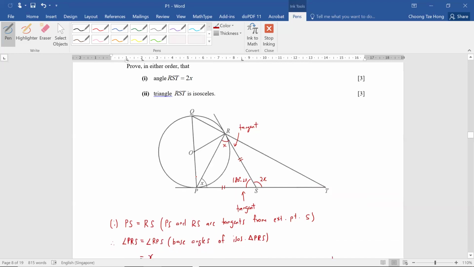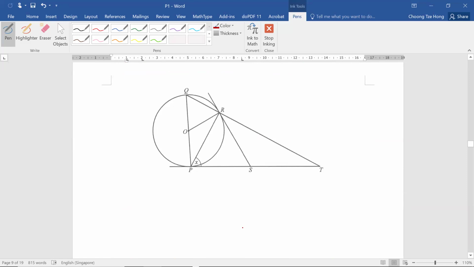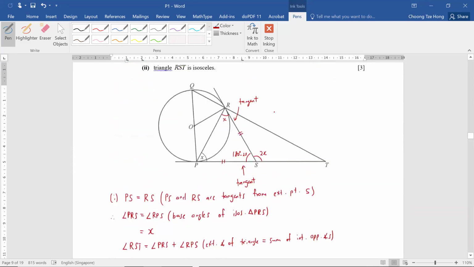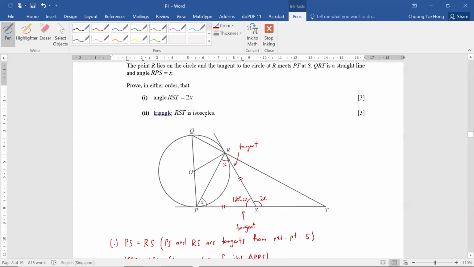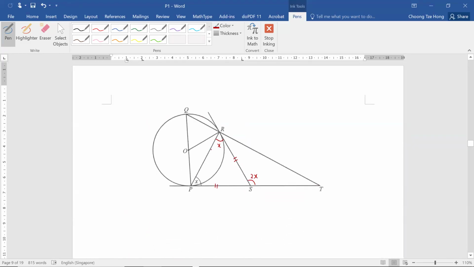So let's take a look at part 2. I'm going to write the working here. But before we do part 2, let's fill in the info that we already know. We know that this is x, this is isosceles, these two lengths are equal. So PRS is an isosceles triangle. We have proven that this is 2x. In part 2, they want us to prove that triangle RST is isosceles.